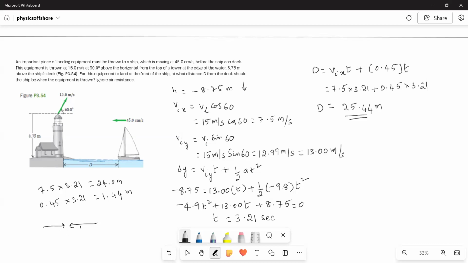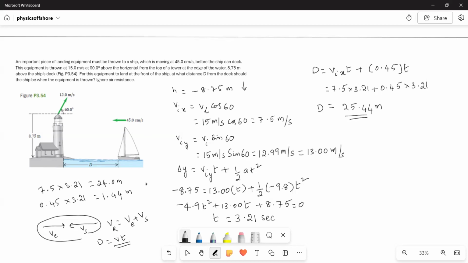So these two velocities should be added and then multiplied with the time. V relative is equal to V equipment plus V ship, which gives the total relative velocity. Then this multiplied by time gives the answer, because distance is equal to Vt. So here, this is the velocity.